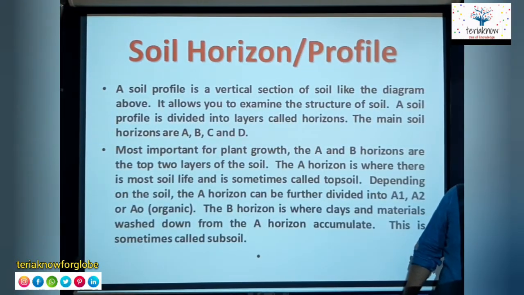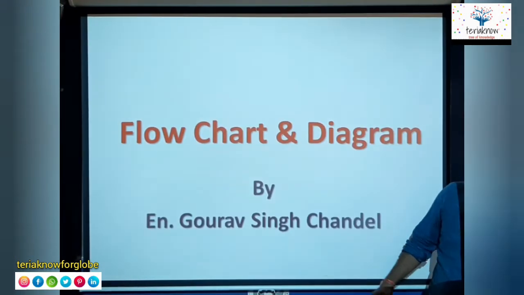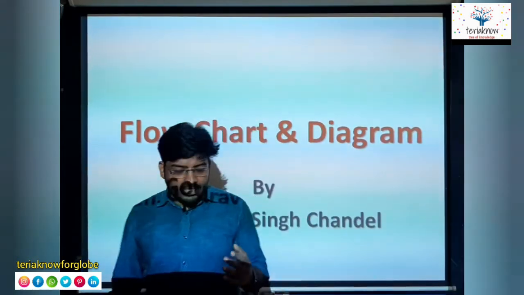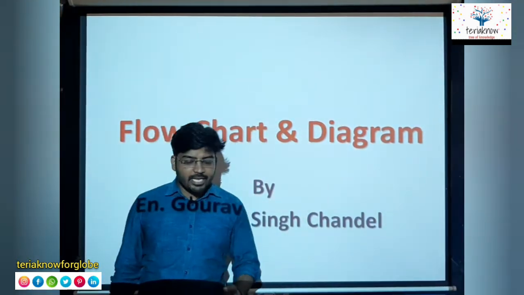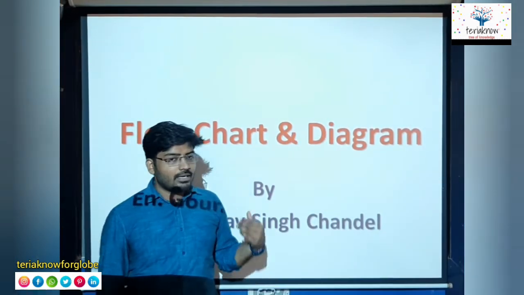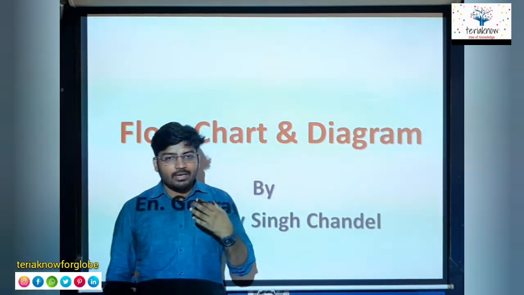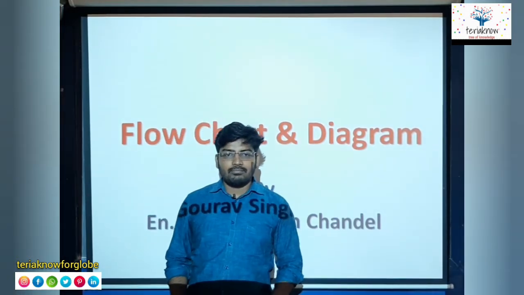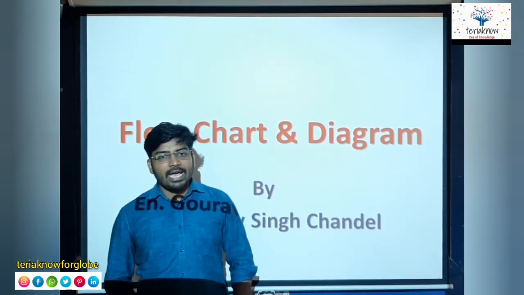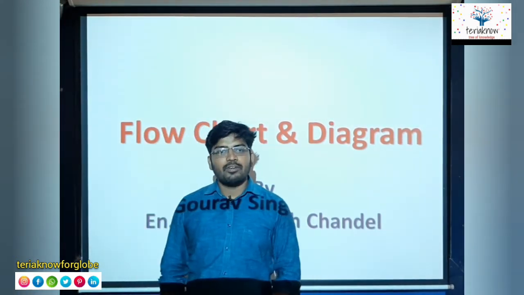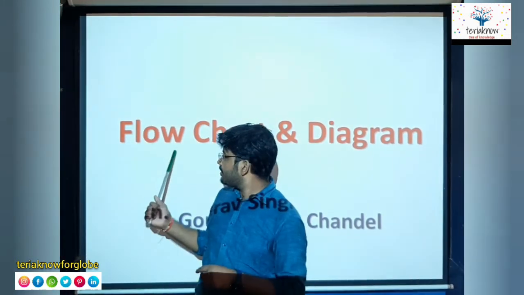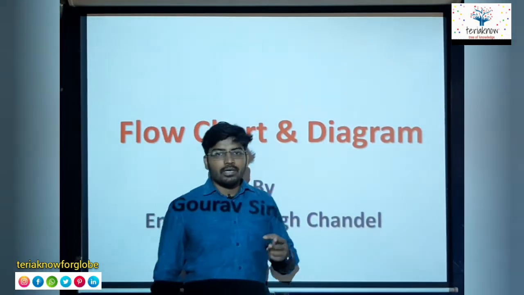Now once again I would like to revise that we saw flow charts and diagrams. In the flow charts we saw two types: first, soil horizon, and second, the values of the constitution. Then we have another two flow charts: one is types of resources and the second is types of minerals. So we basically did two flow charts and two diagrams.